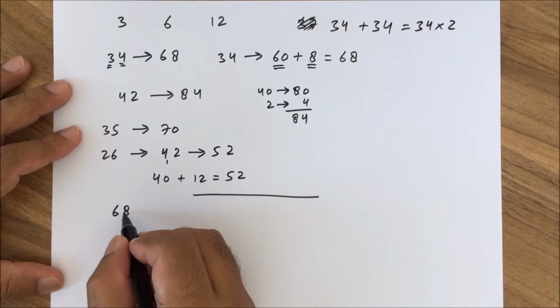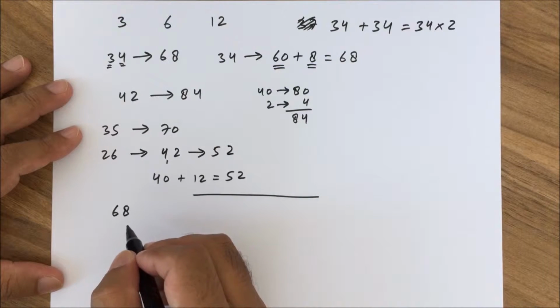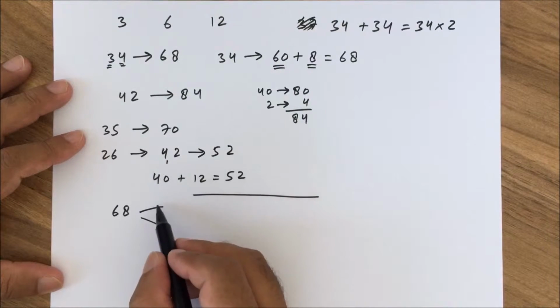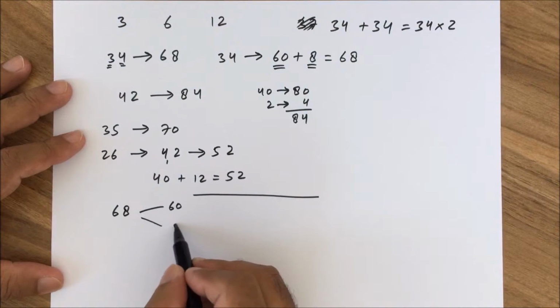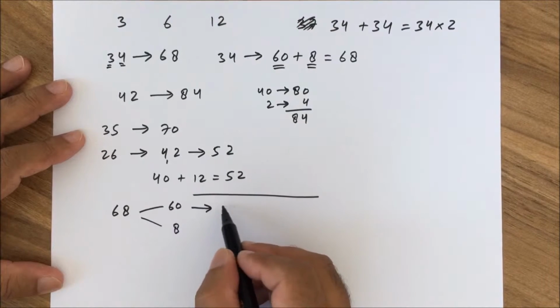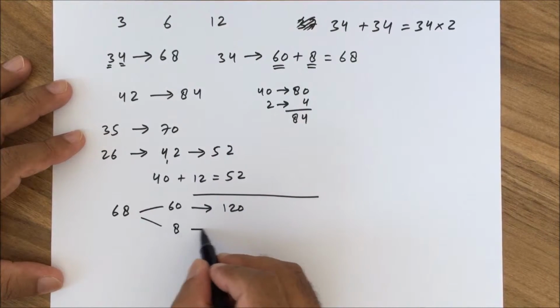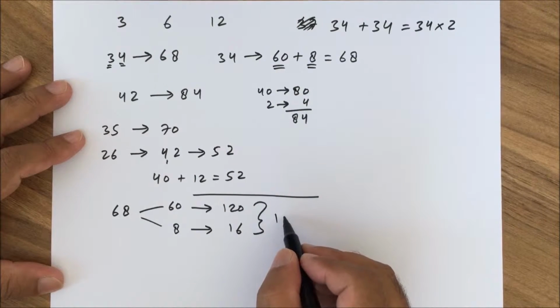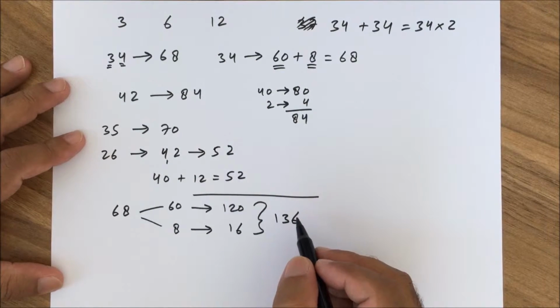Let's do some more. Let's say you want to double 68. So 68 is 60 and 8, and double of 60 is 120 and double of 8 is 16. So that becomes 136.